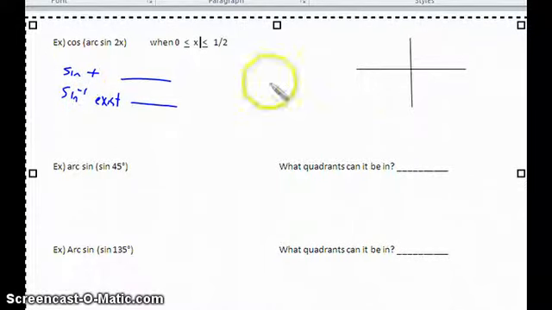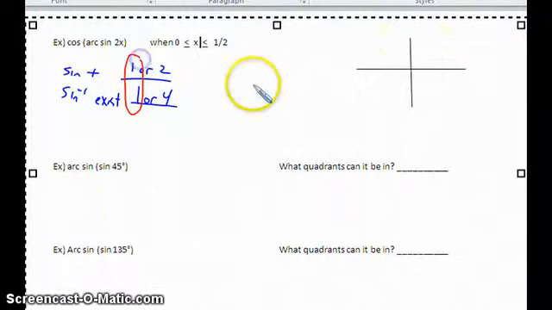Sine is positive where the y values are positive, and that would be in the first and second quadrants. And the sine inverse exists in only quadrants 1 or 4. So here we've discovered that this has to be a first quadrant triangle. So let's go ahead and draw that triangle in the first quadrant. Get a little bit nicer.